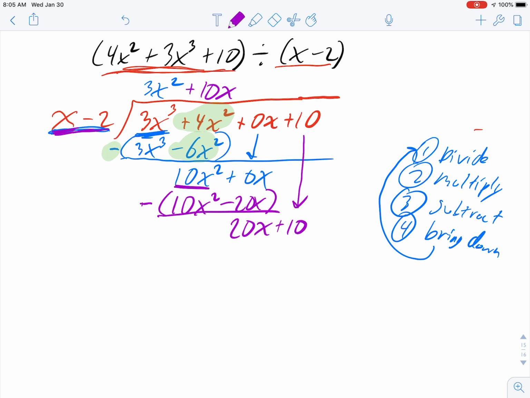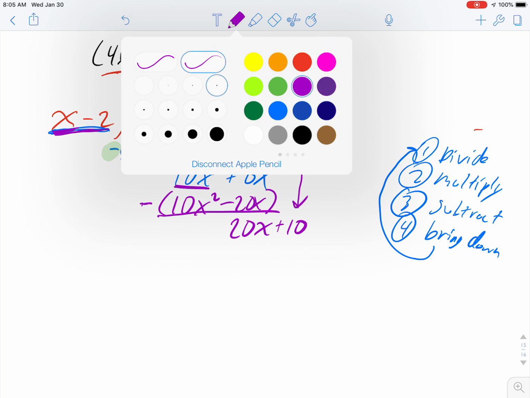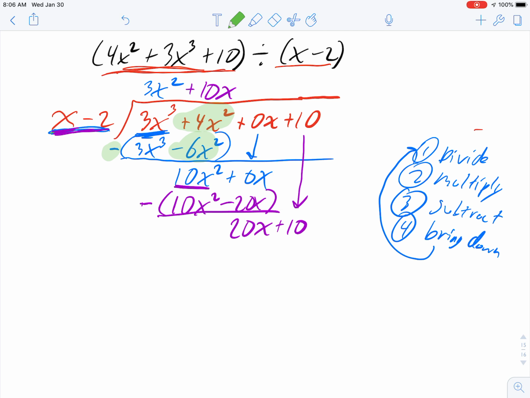Do it again. Let's change colors. Let's try green. So x goes into 20x 20 times. 20 times x minus 2 is 20x minus 40. Then we're going to subtract. 20x's cancel. It's 10 minus negative 40. That's 10 plus 40, which is 50. Now we're at the end because there's nothing left to bring down, and so that 50 is my remainder.